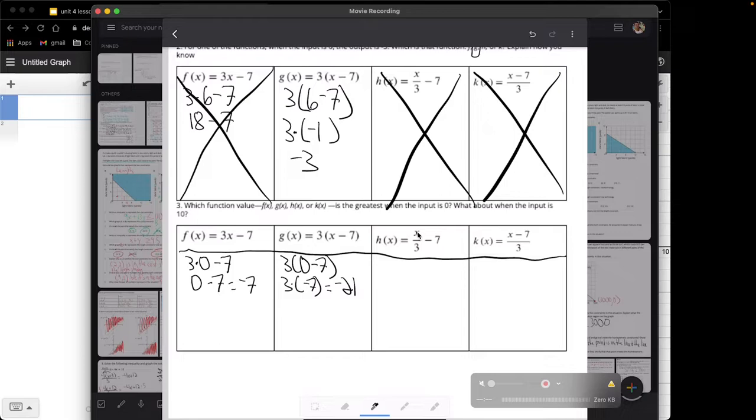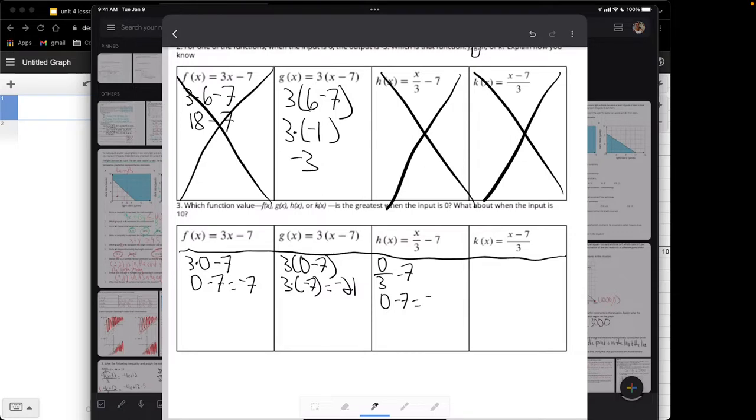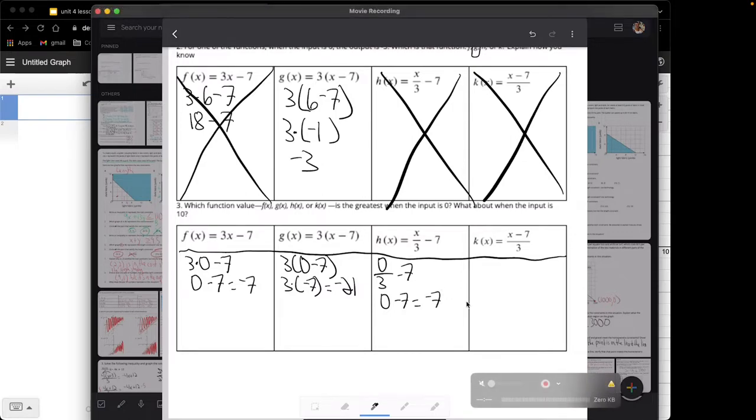Now h. Again, plugging in 0, this will be 0 divided by 3 minus 7. So 0 divided by 3 is 0, and then 0 minus 7 is negative 7.